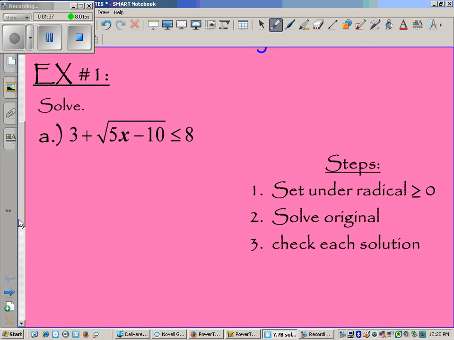And you can write down the steps. There's going to be 3 steps in order to solve it, so I'll give you a second to write down those 3 steps. And then we're going to solve this problem using these 3 steps.